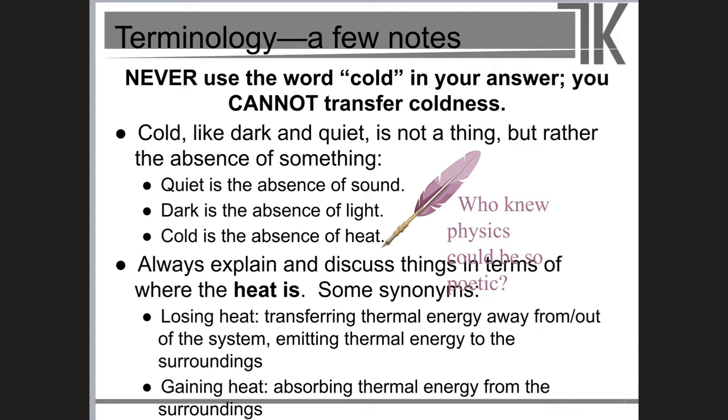For your notes, you probably want some sort of note to yourself never to use the word cold or coldness. Don't talk about the coldness. Always explain and discuss things in terms of where the heat is. If you want to write down some of these synonyms to give you a hand for when you're going back and trying to explain things, that would be good. If you're like, no, I can grasp that from the previous stuff, that's fine too.